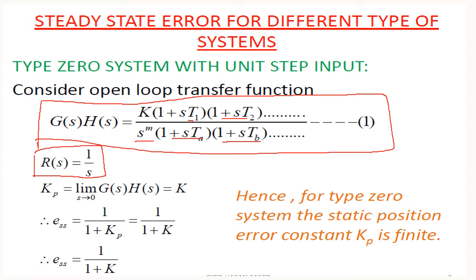Now if I want to find the value of the error constant Kp, then the formula is limit s tends to 0 of G(s) H(s), and G(s) H(s) is nothing but K, that is Kp. I already know that the steady state error for a unit step is ESS = 1 divided by 1 plus Kp. So for a type 0 system, the static position error constant Kp is finite.